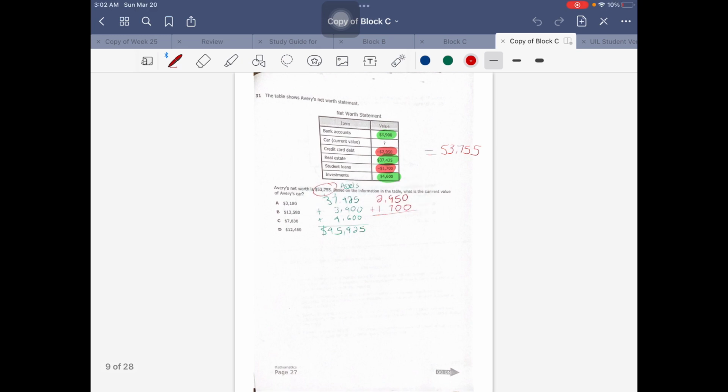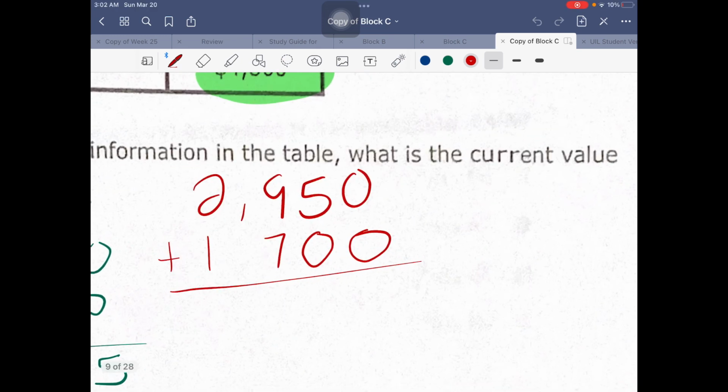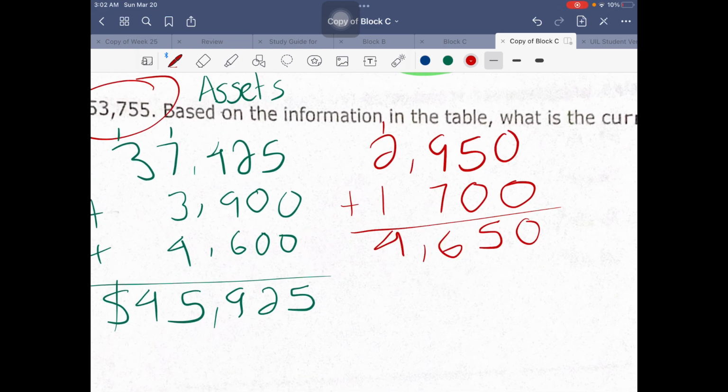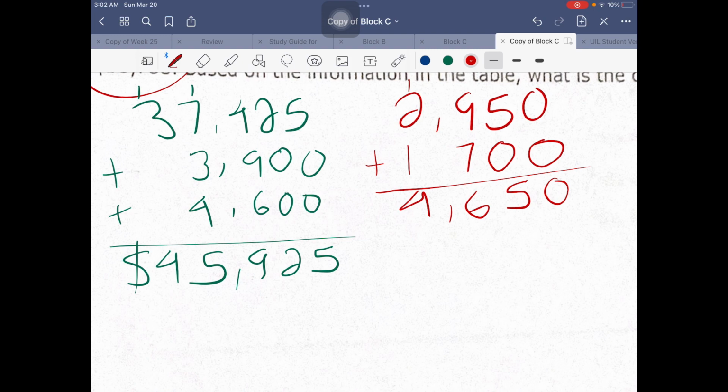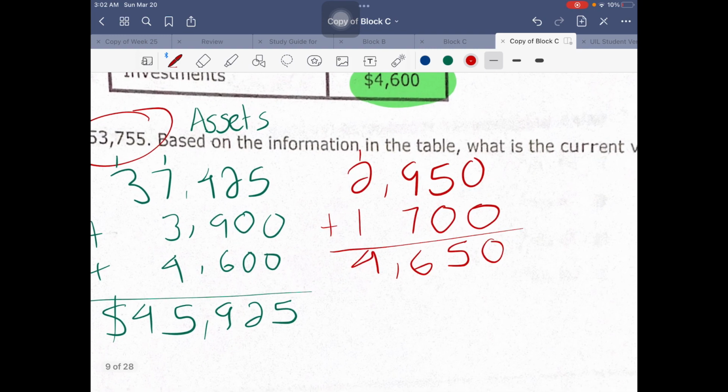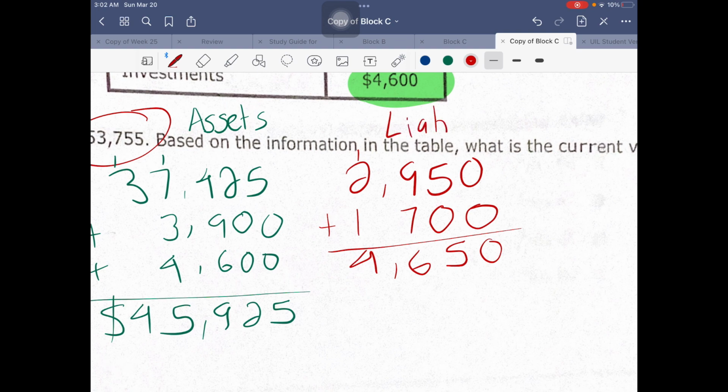I'm sorry about that. I don't know what happened. Sometimes it happens. 0 plus 0 is 0. 5 plus 0 is 5. 9 plus 7 is 16. 1 plus 2 plus 1 is 4. So 4,650. That's how much money she owes. This would represent liabilities.